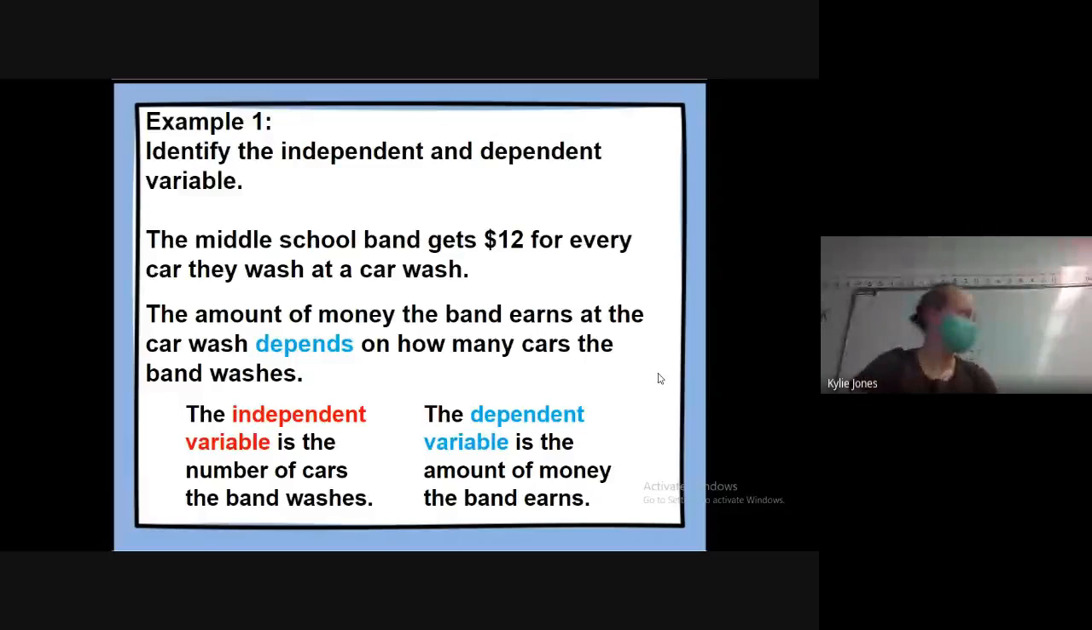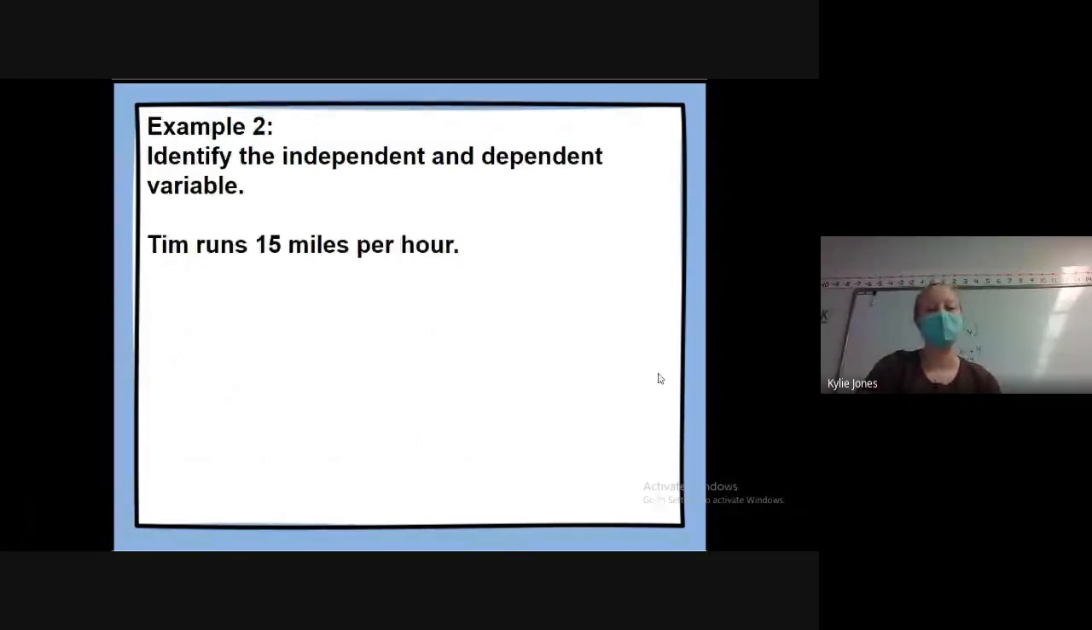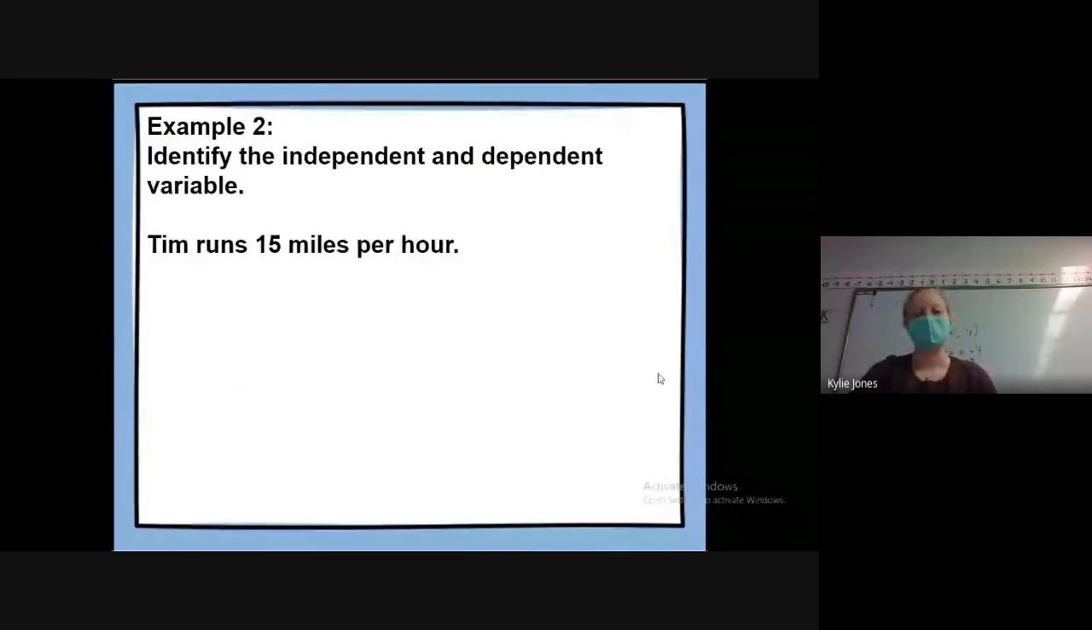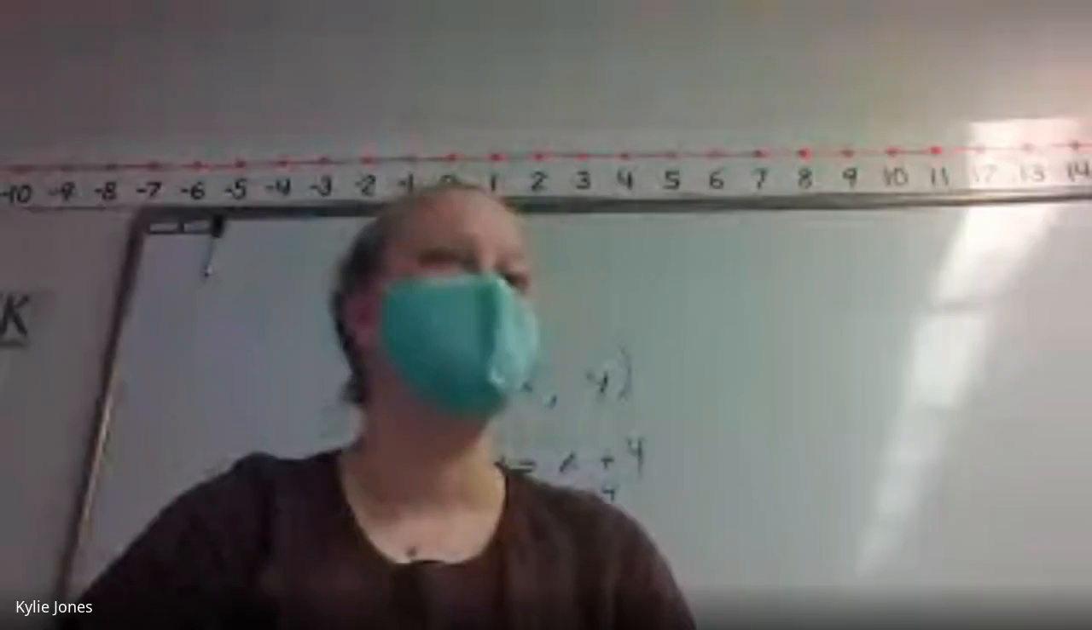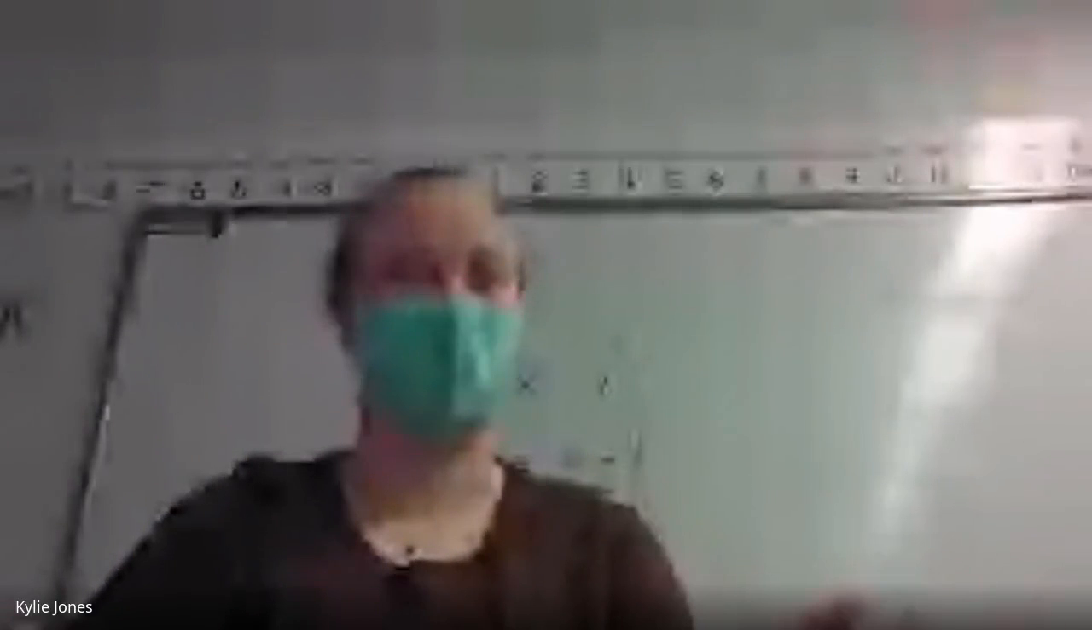Okay, let's try another one. This time, hey, that's my dad's name. Tim runs 10 miles per hour. So the amount of miles that he runs is going to depend on how many hours he runs. So if he runs for 0 hours, he runs how many miles?